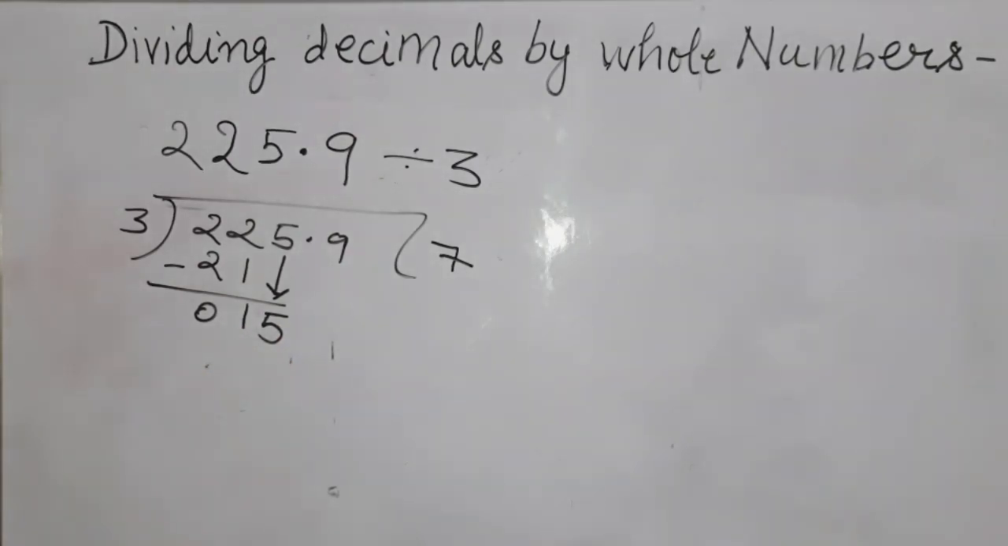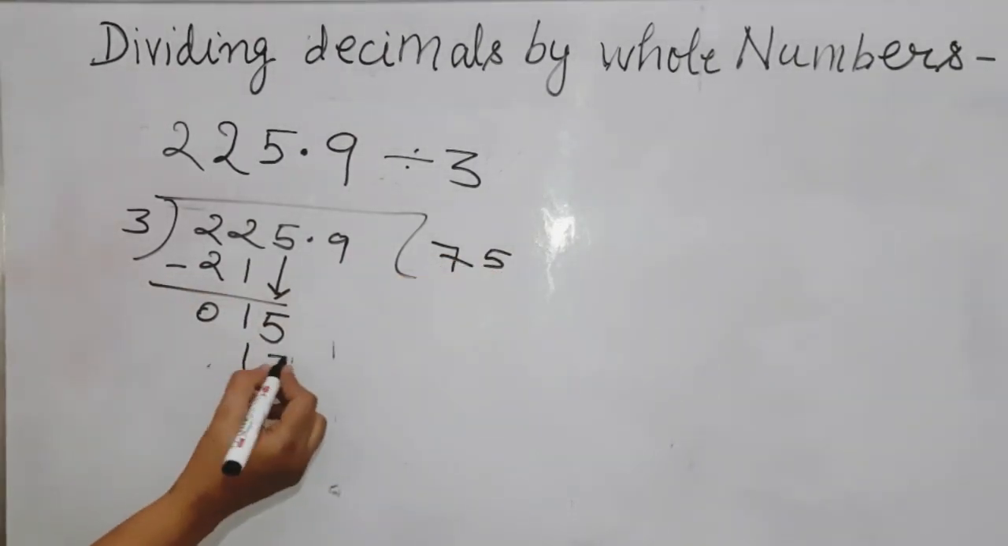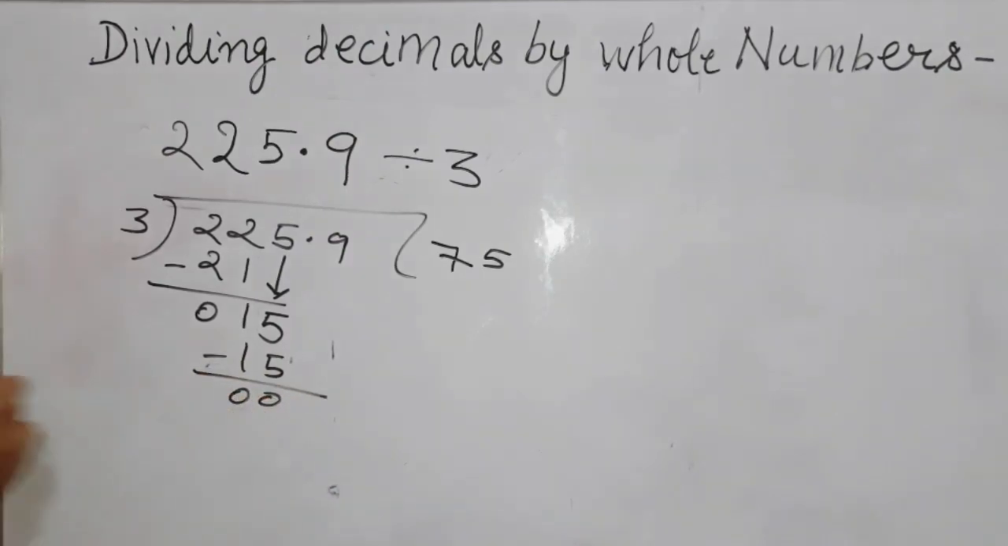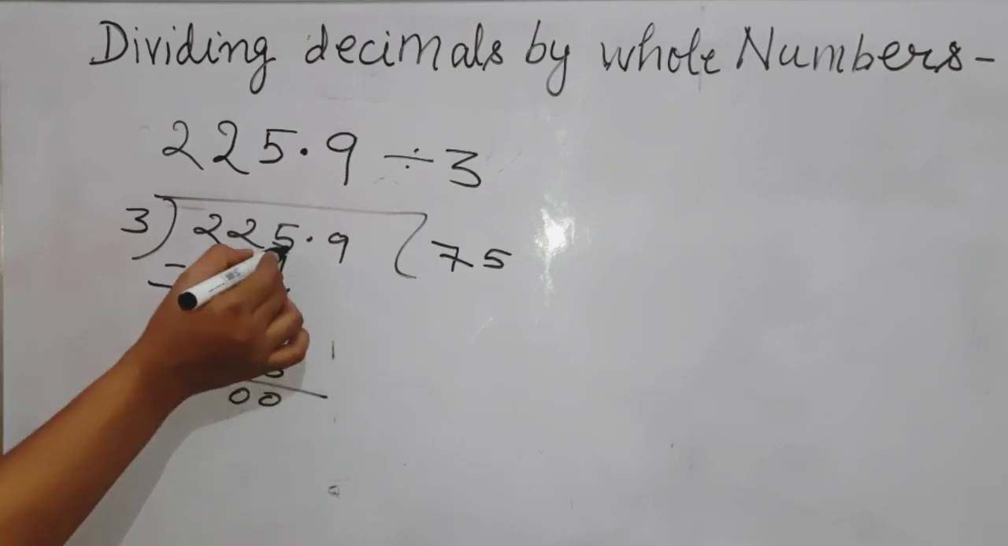Now we all know that 3 5s are 15. So we have solved this part. Now as you all can see, after 5 there is a decimal point. So we have solved up to here.